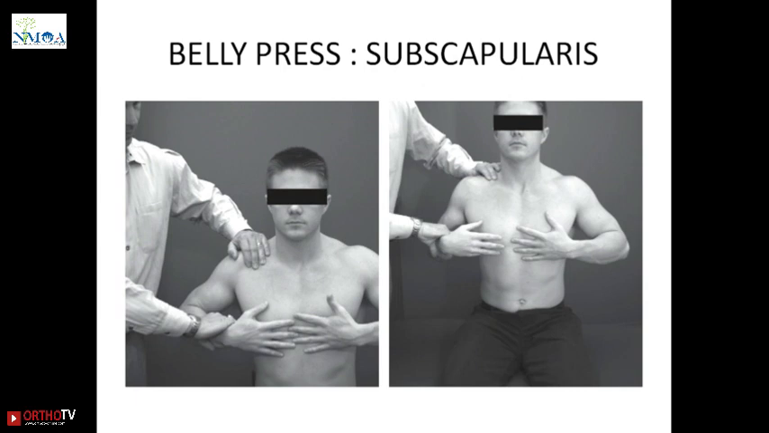Then there's the belly press, or the Napoleon test, in which the hands are kept on the belly and the patient is asked to press the belly backwards. In case of subscapularis weakness, the patient is unable to maintain the elbow in front of the trunk and the elbow falls back.